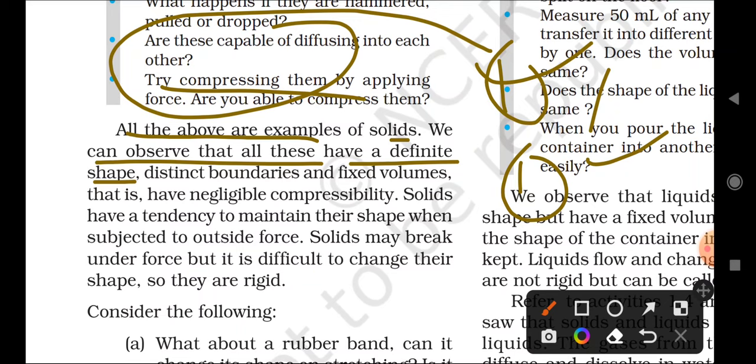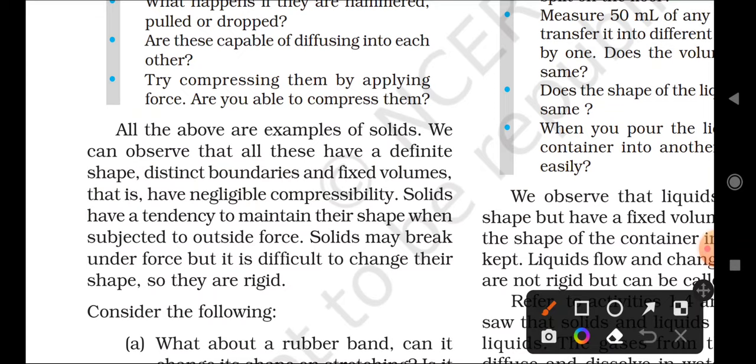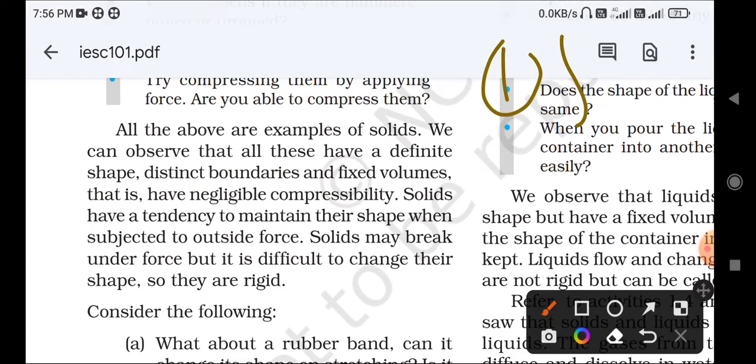Stick, everything that is a solid always has a definite shape, and also definite boundaries. They have definite boundaries, and they have fixed volumes, that is, negligible compressibility. So what are the properties of a solid here? Solids always have a definite shape, correct?